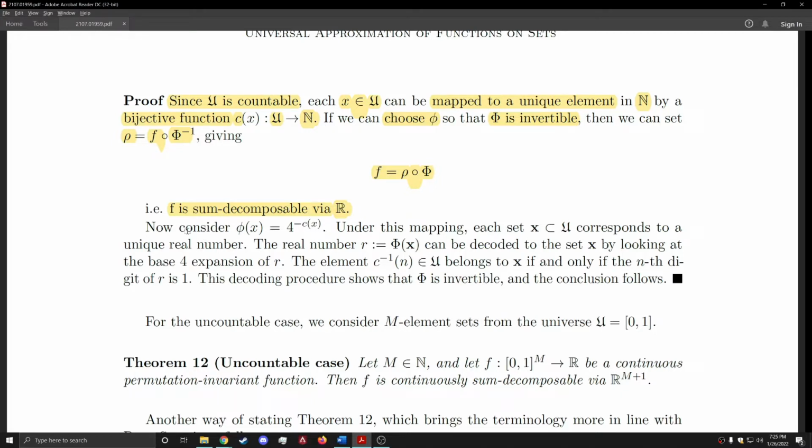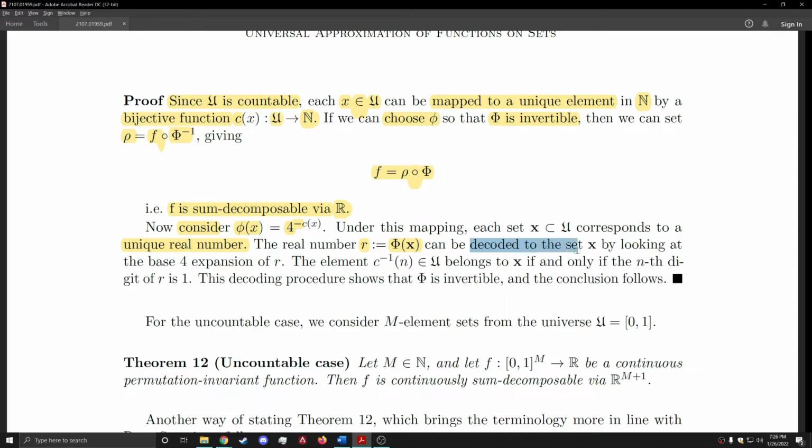Now, we can consider some phi of x such that it's defined as 4 to the negative c of x. This looks really arbitrary, but if you look at the DeepSets paper, they explain why they want to do this, the main reasons, all that. So, each set corresponds to a unique real number, and that real number r that it corresponds to is defined as the latent space of, if you look at those coordinates at x, that set x.